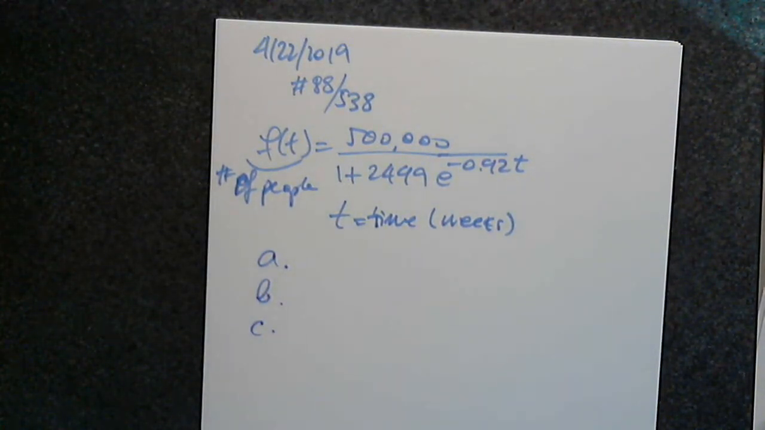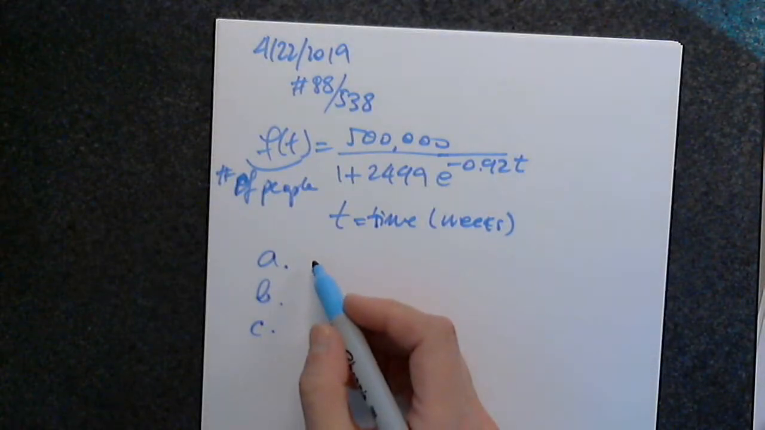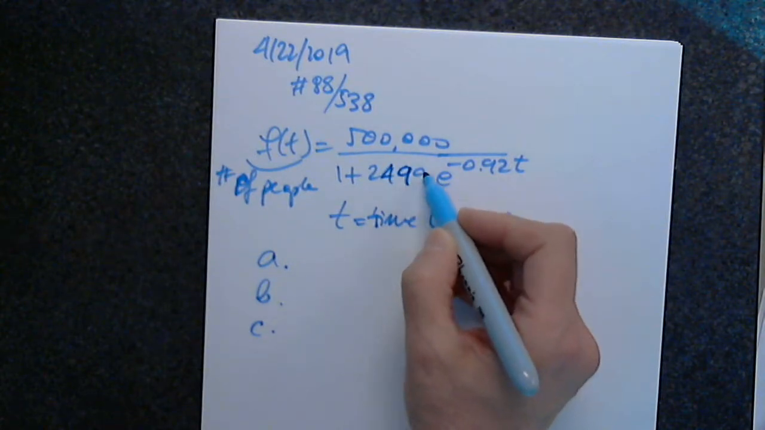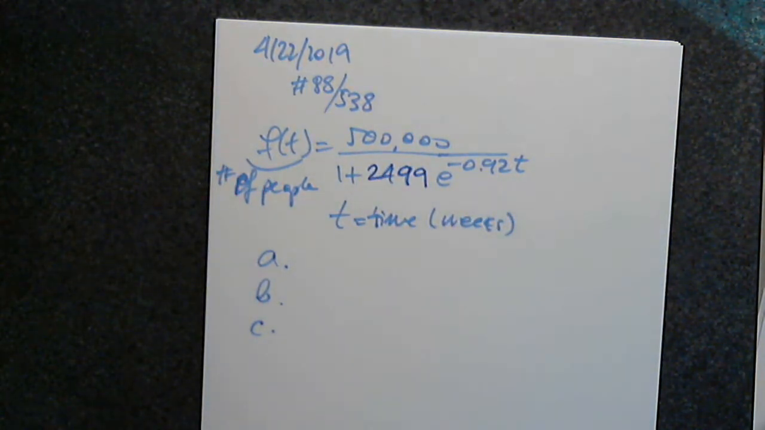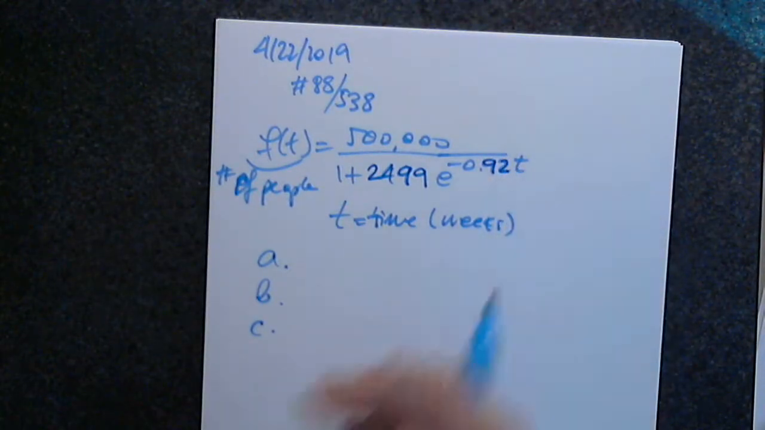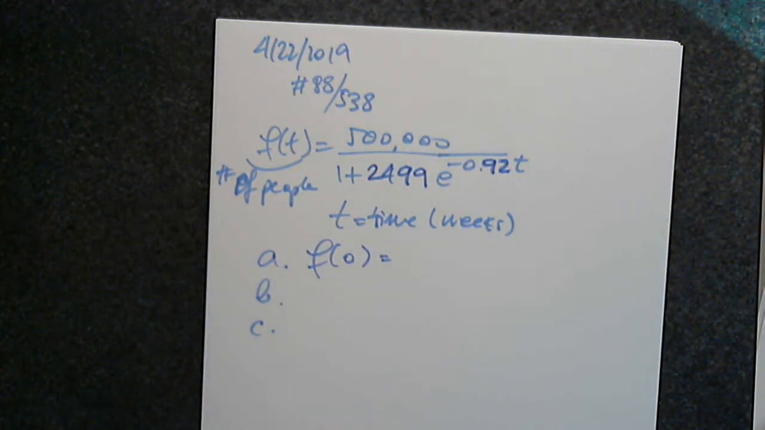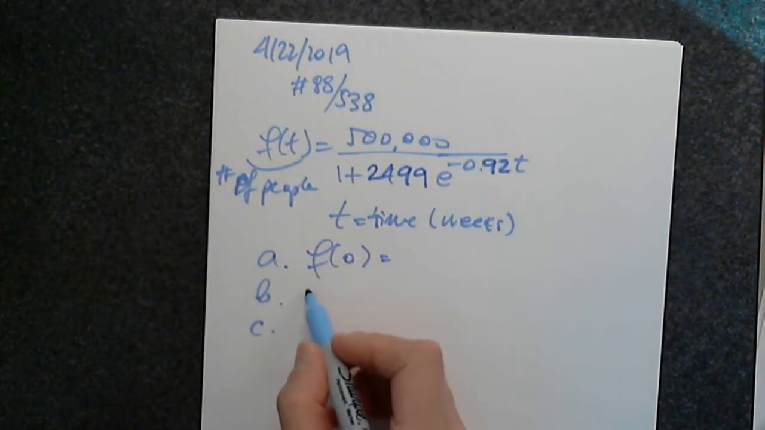So what am I asked to find in part A? How many got ill when the epidemic began? What do I have to write? Is that 2449? 2499. Sorry. No, you're good. So you're replacing T with 0. Excellent. So I have to find f of 0. What about part B? How many people were ill at the end of the 6th week? So f of 6. Excellent.